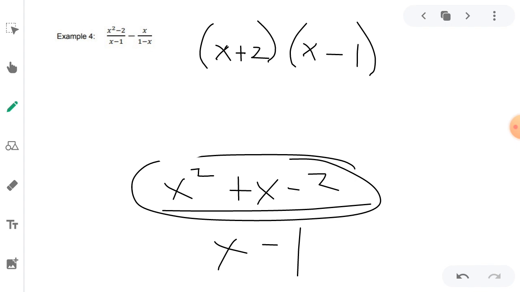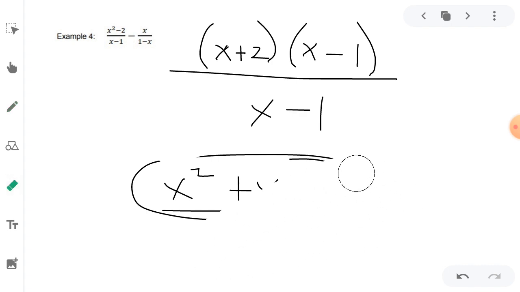So, paano yung nangyari? So, positive 2 times negative 1 is negative 2. So, sabi natin kapag pinag-multiply is magiging negative 2. And then kapag pinag-add is magiging positive 1. So, 2 plus negative 1 is positive 1. So, nakuha natin yung middle term. So, this is the factor of our numerator over x minus 1.